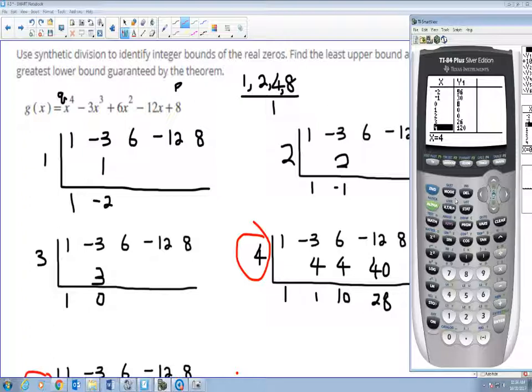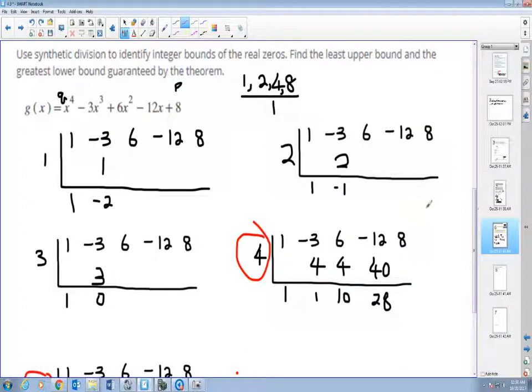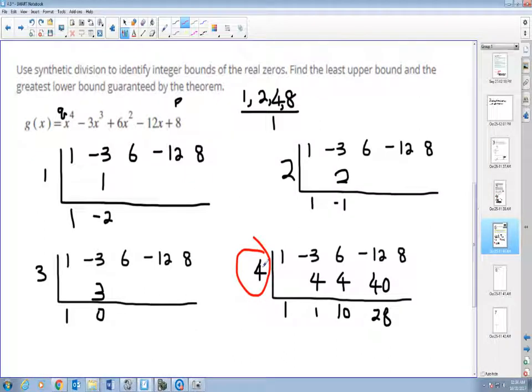Okay. So I will test anything under 4. Without a calculator, I will test anything under 4, and I will find out 1 and 2. When I test it, the remainder will be 0. So this is just a quick way of finding your least upper bound, and then go back underneath the least upper bound and finish off the problem. Then I will know which ones are my zeros.